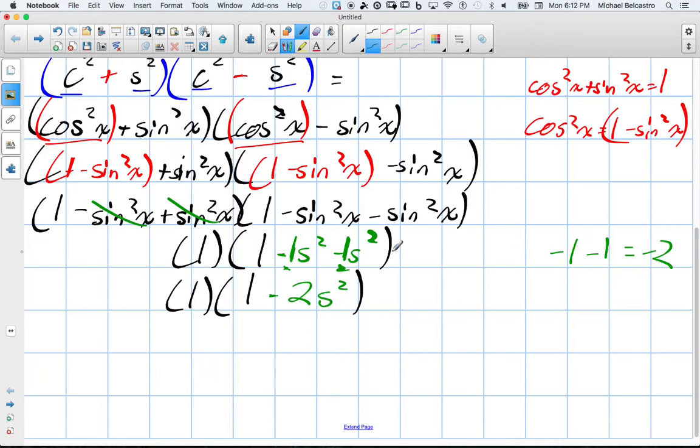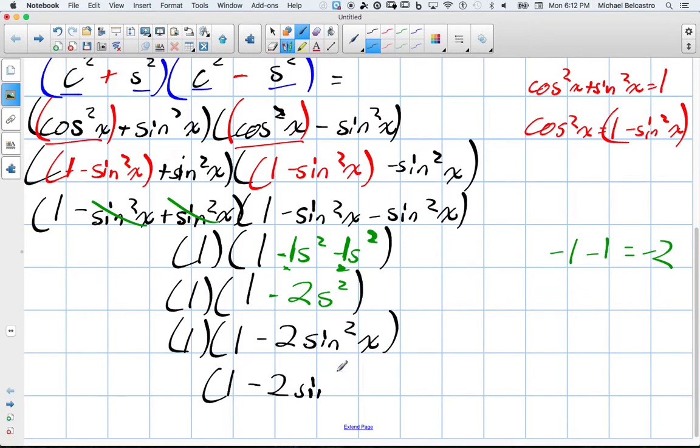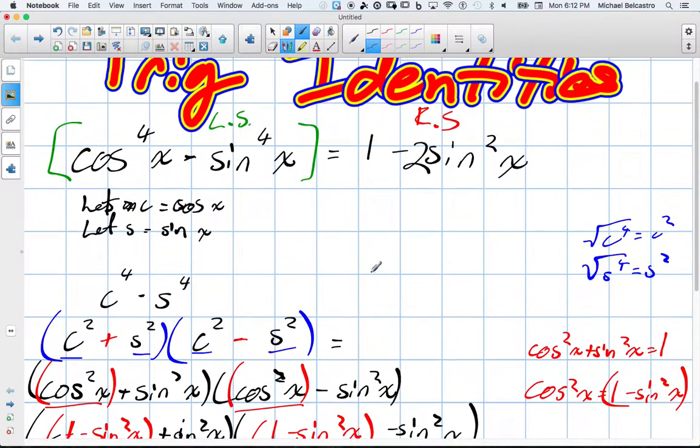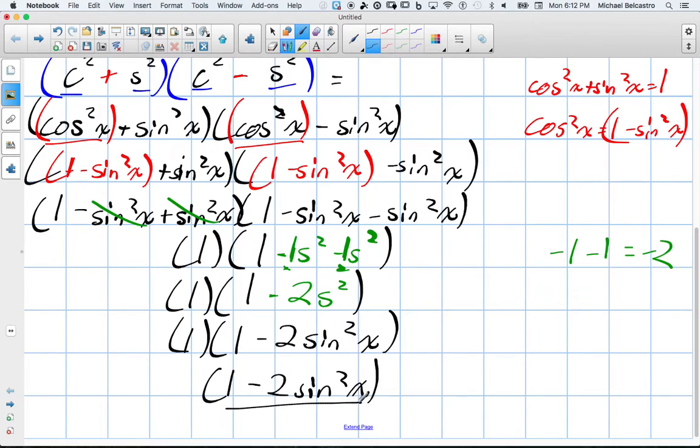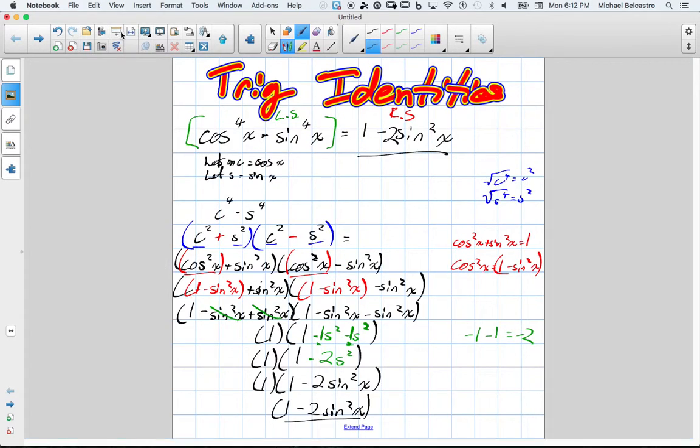I know I've gone in and out of that statement, but this is essentially sine x, so I'll rewrite that as sine x. So we have 1 minus 2 sine squared x, and 1 times that is just whatever that is: 1 minus 2 sine squared x. If we scroll way up to the top, 1 minus 2 sine squared x is exactly what we were looking for. So we've proven that trig identity.